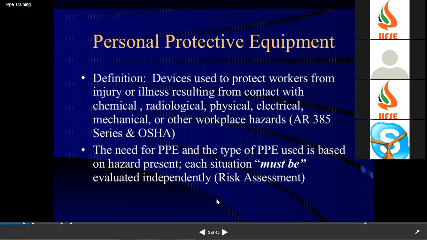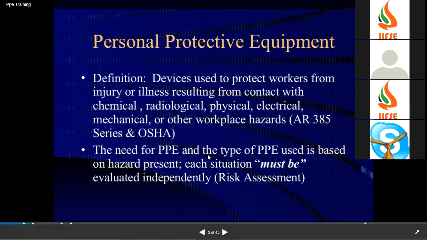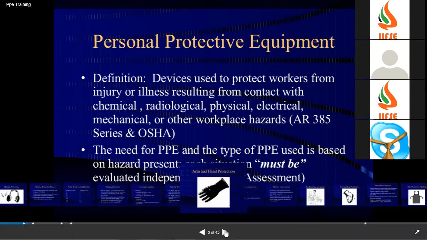Always remember, personal protective equipment is not the prime solution for workers or employees in any case. Personal protective equipment is the last control measure. In the hierarchy of controls, first we go with engineering controls, then substitution, then isolation, then reduction, and then PPE. The need for PPE and the types of PPE used, based on the hazards present, must be evaluated independently for each situation. That's called risk assessment.